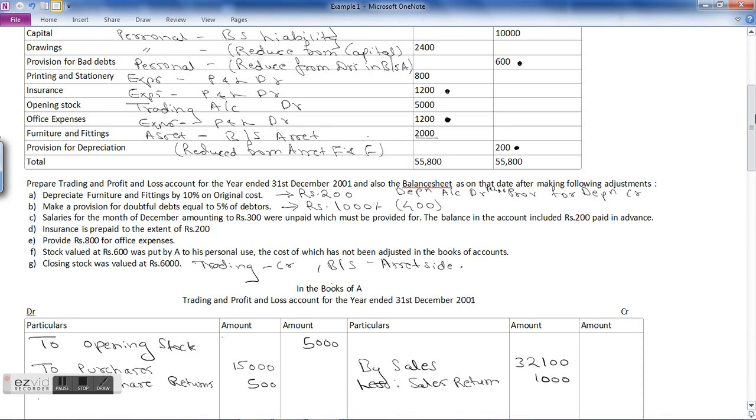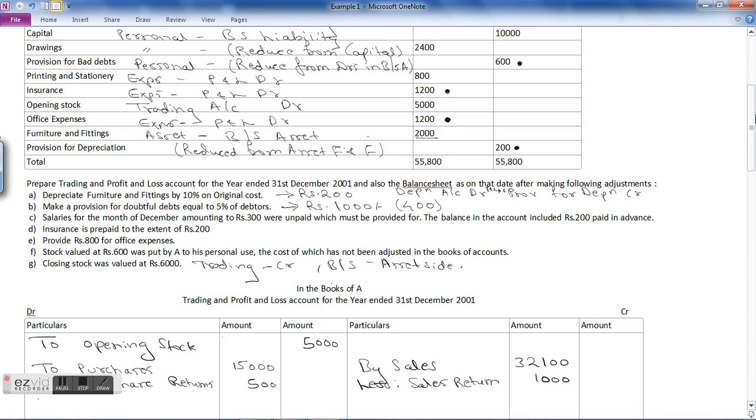Original cost is 2000. Since provision for depreciation is given separately, furniture and fittings will always be reflected at the original cost, and all the accumulated depreciation will be included in your provision for depreciation account. So your furniture and fittings is showing an amount of 2000, so that is the original cost. So we have to depreciate furniture and fittings at 10% of the original cost.